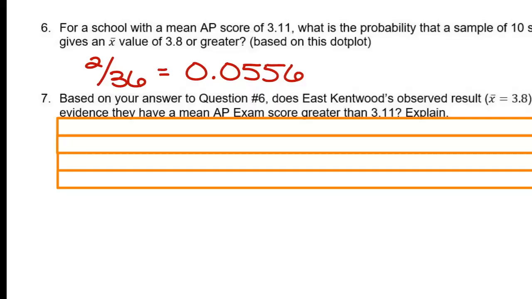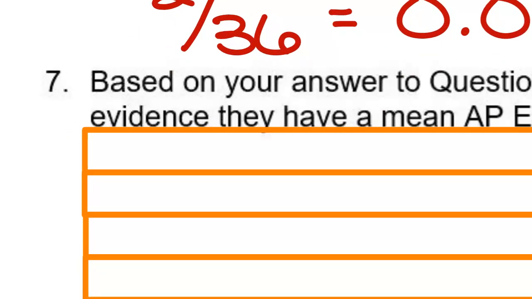So based on our answer right there to question 6, does East Kentwood's observed result, X bar equals 3.8, give convincing evidence that they have a mean AP exam score greater than 3.11? Explain. What do you think, yes or no? What should we compare our answer to number 6 with? What number should we compare that to? 0.05. So do we have convincing evidence? No.